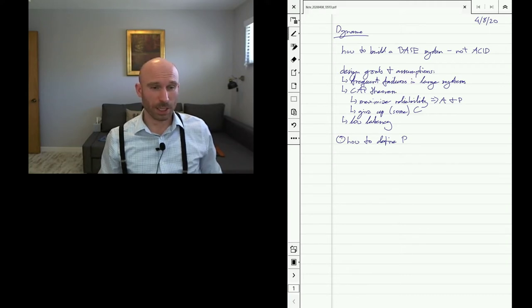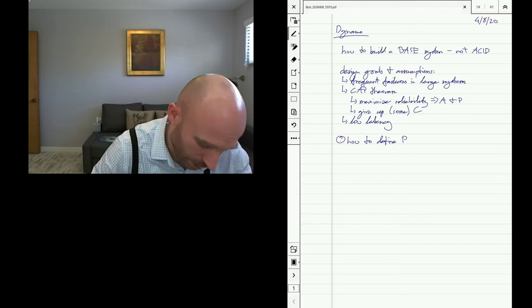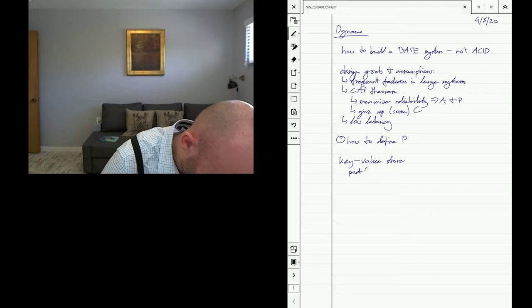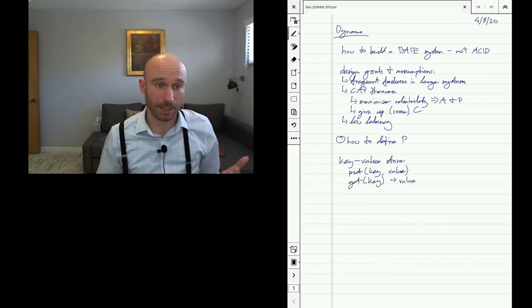So instead of building a database, they decide to build a key value store. In the parlance of Dynamo, we have a put. We put a value with a key, and here's the value that we're storing. Then to get the value, you say get, pass the key, and you get back the value. That's a key value store. There's not a whole lot of structure to this data other than that data has keys.